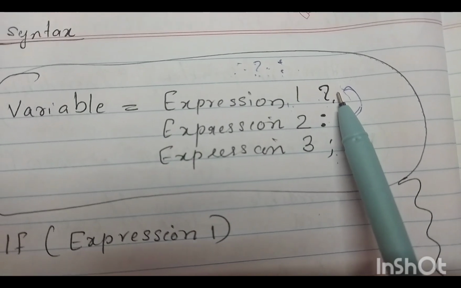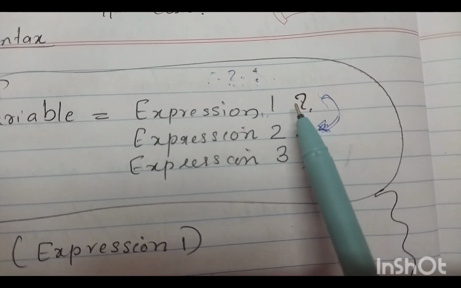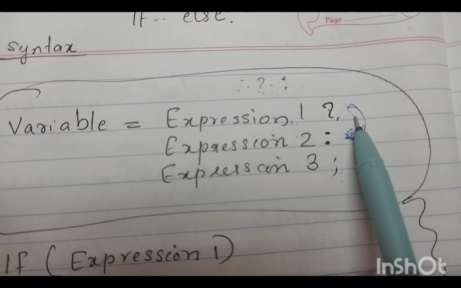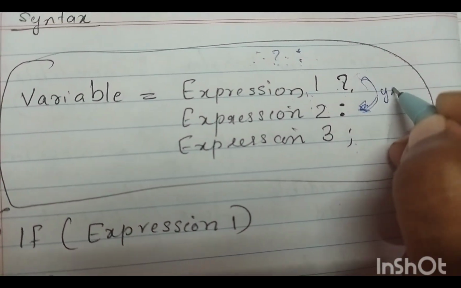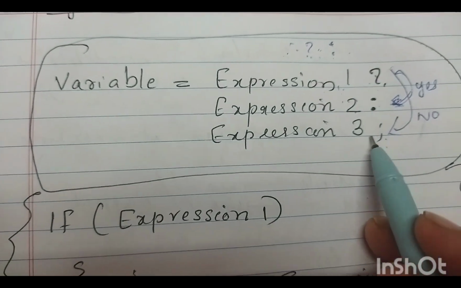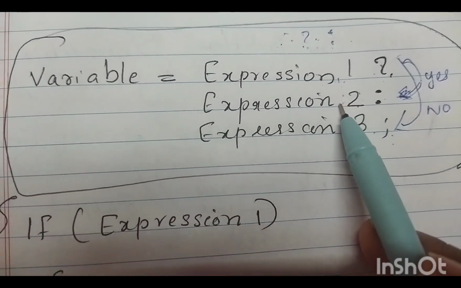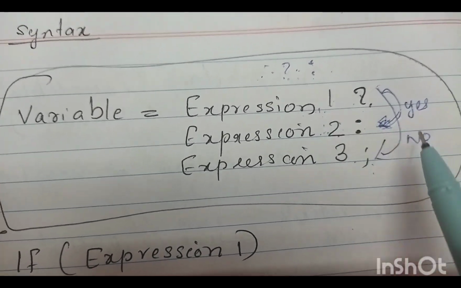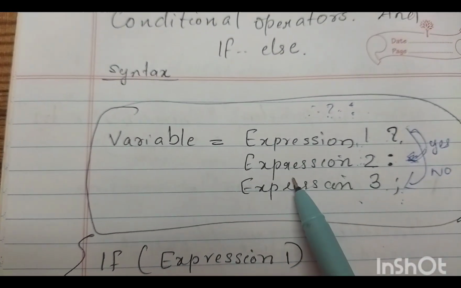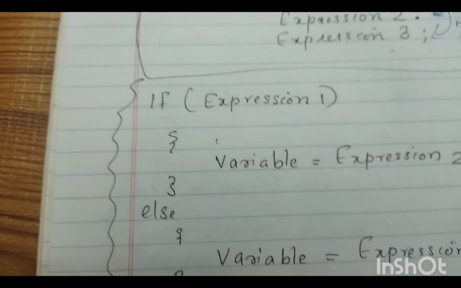That is a question mark. Then after this condition evaluates, if it evaluates true, then the program execution will be given to expression 2. If yes is the answer, then expression 2 will be evaluated. If no is the answer, then expression 3 will be evaluated. If expression 1 evaluates to yes, then only 2 will be printed. If expression 1 evaluates to no, then 3 will be printed. That is the syntax of this conditional operator, and whatever the result is stored in the variable. That is conditional operator. Next is if-else.